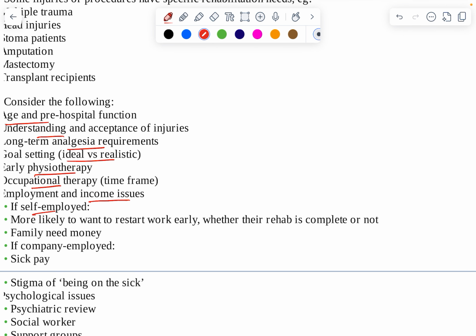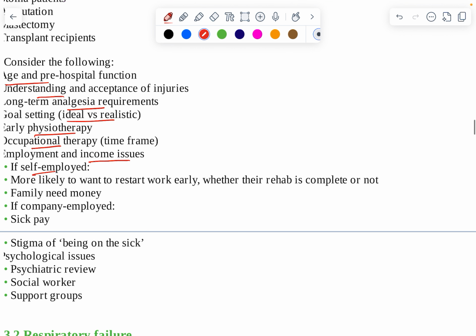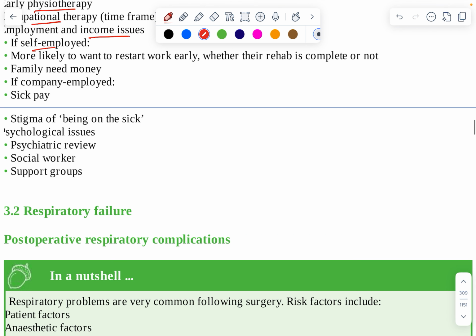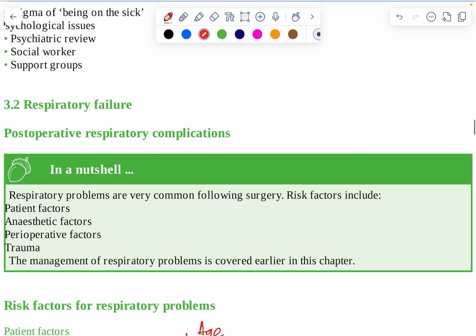Consider the following: age of the patient, understanding long-standing analgesia, idealistic goal setting, early physiotherapy, occupational therapy, and whether the patient is self-employed. All these things have to be considered. The stigma of being sick, psychological issues, and psychiatric issues also have to be addressed.